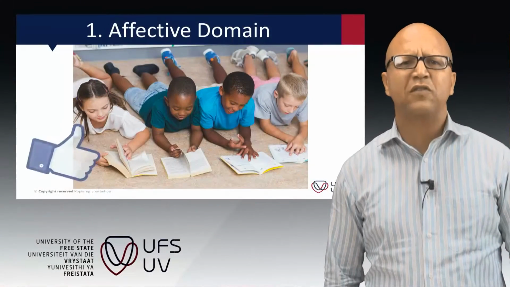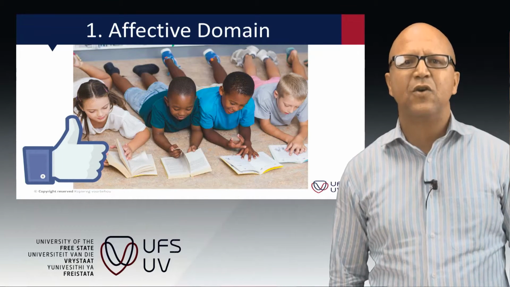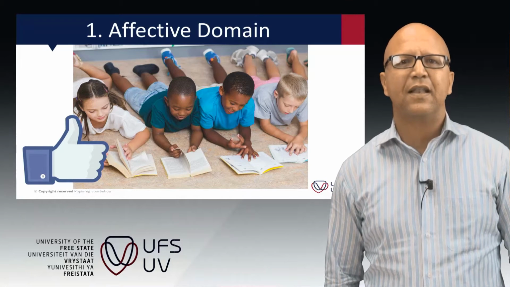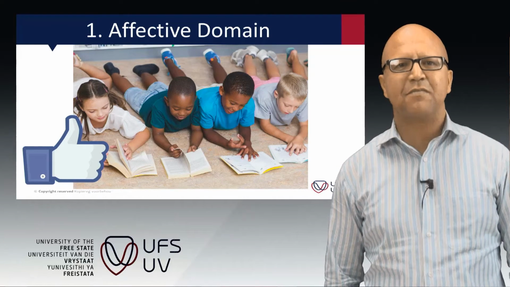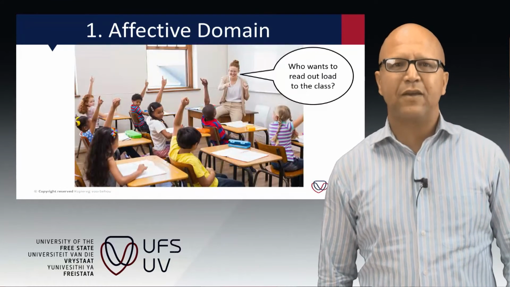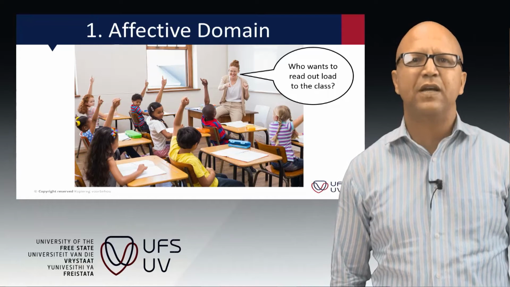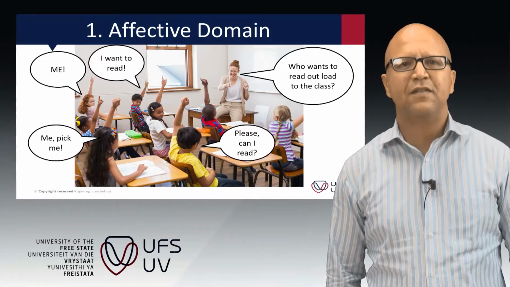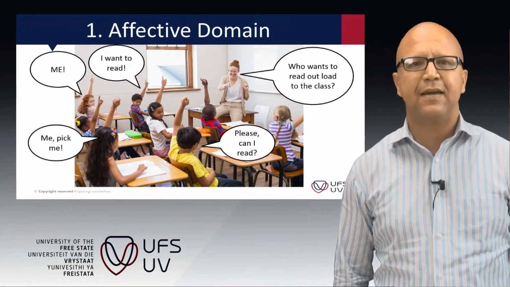Let's explain this concept by looking at an example. The objective, the learner will like reading, is not well stated because this behavior, like, is not observable. Learners must demonstrate something observable to show that they like reading. The words like reading could be replaced with volunteer to read aloud in class. Volunteering, however, is only one of the many possible indicators that the learners like reading.